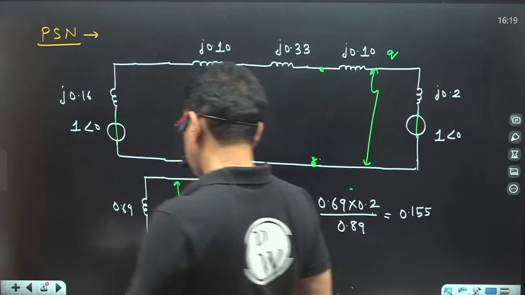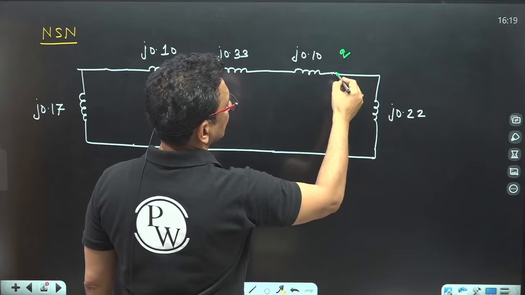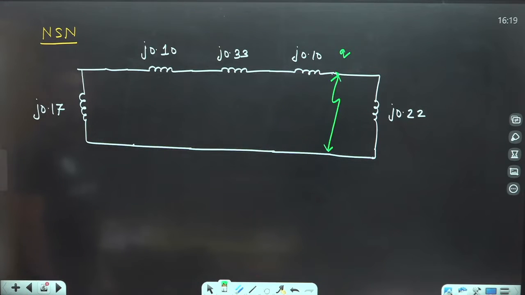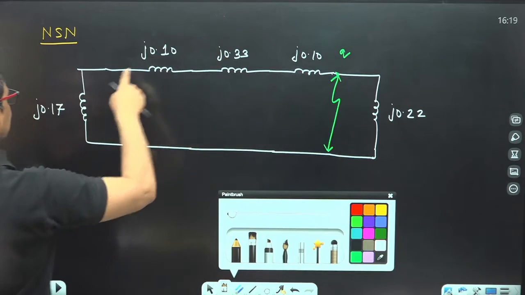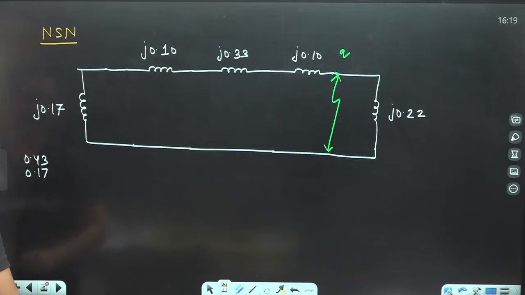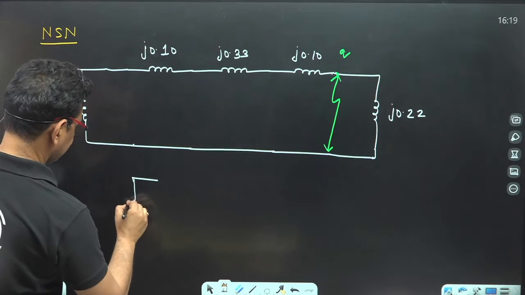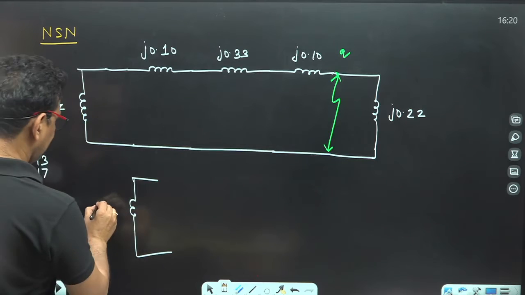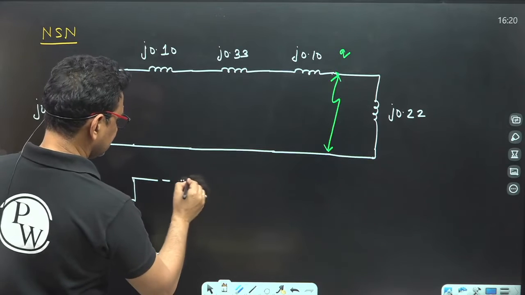Okay. Now the negative sequence network. Here we have Q. So find out the Thevenin equivalent negative sequence reactance. The total value is 0.43 and 0.17, which is nothing but 0.60 and this 0.70. Now this is j 0.22.